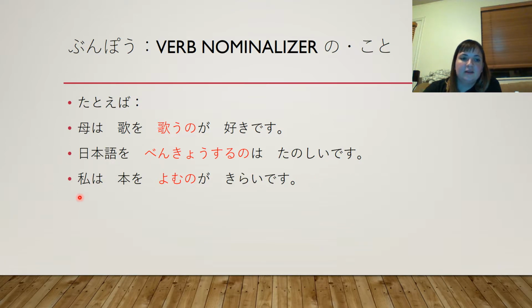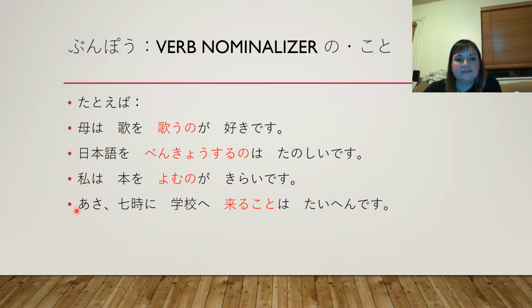So look at our next one. 私は本を読むのが嫌いです。This is my husband. He doesn't like reading. So the thing or the act of reading, I don't like it. This turns it into a noun, the thing of reading. Next one. 朝7時に学校へ来るのは大変です。Coming to school at 7 is kind of early. So in the morning at 7, the thing of coming to school.